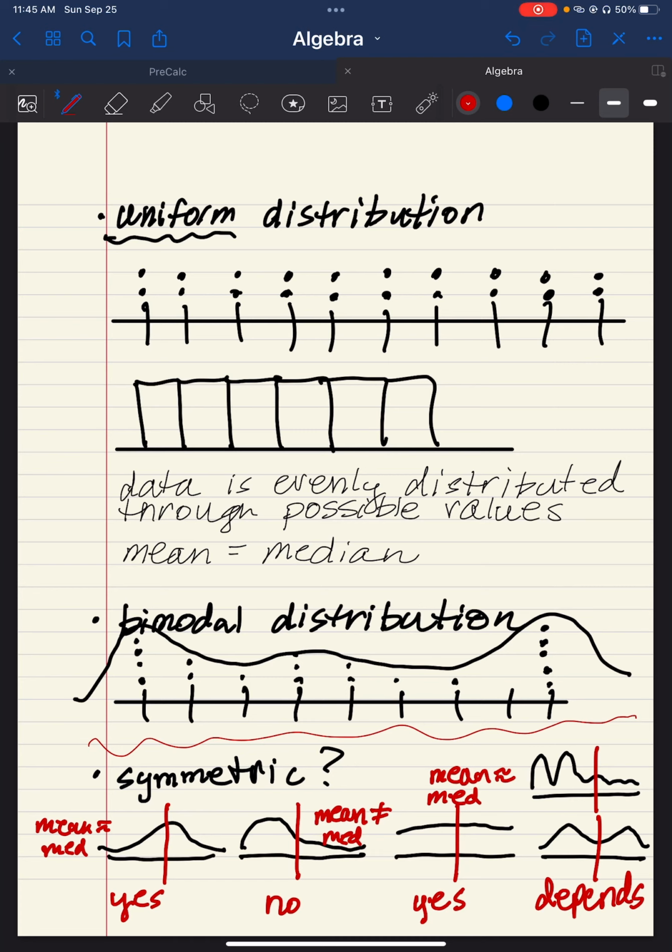All right, so that's an intro into shapes of distributions. Ask questions if you have them.